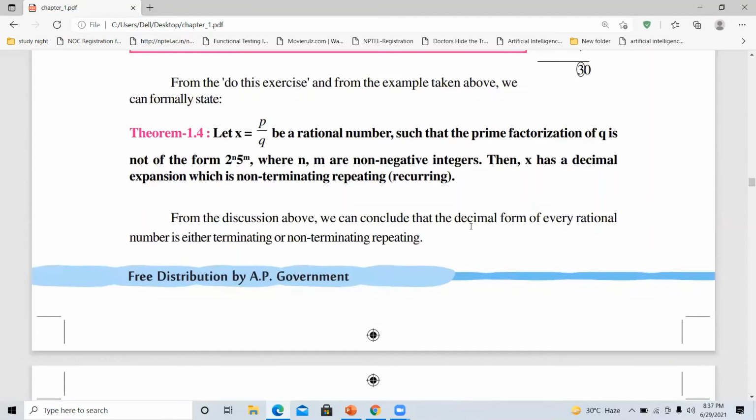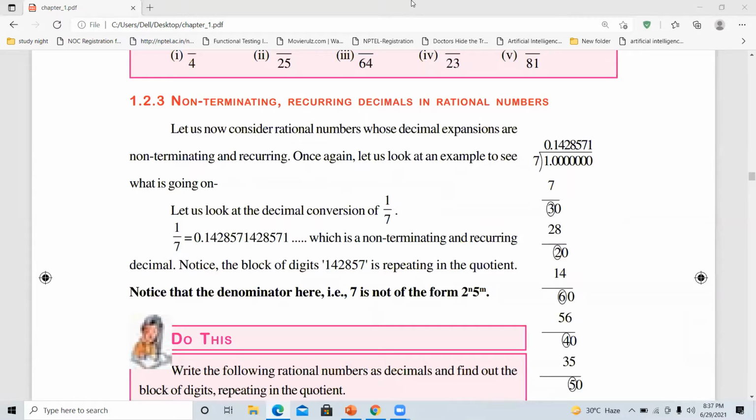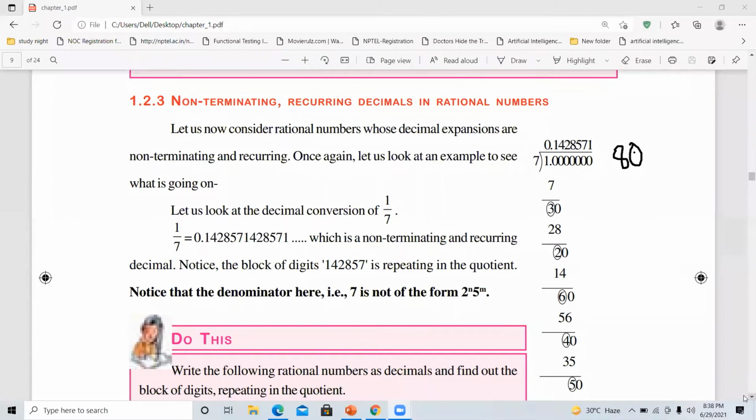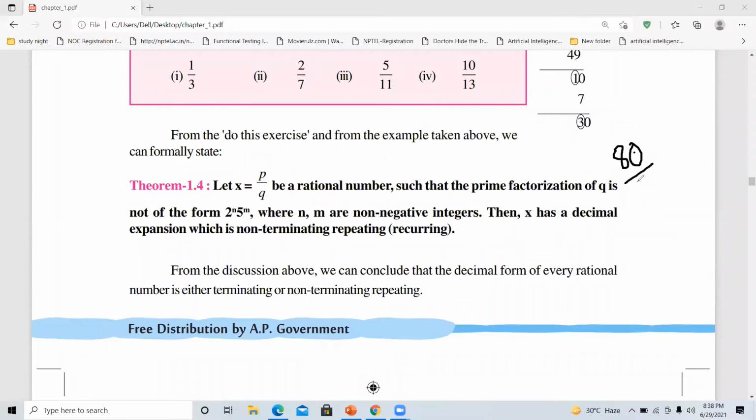Now let us consider a number from here only. Let us consider the number 80 by 81. If we consider the number 80 by 81, we have to factorize the denominator to check whether the denominator will be in the form of 2 power n into 5 power m.